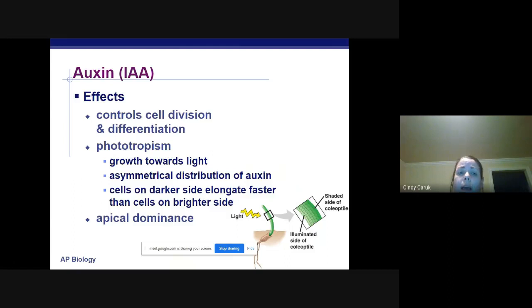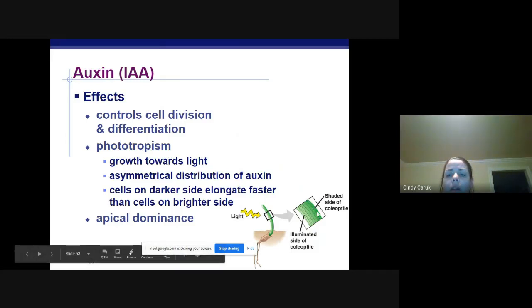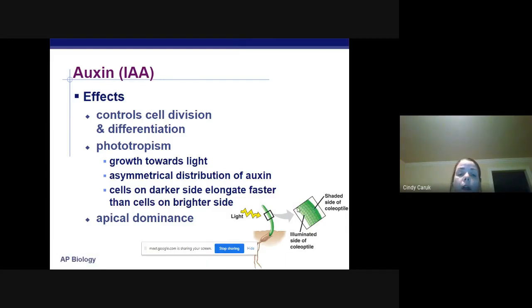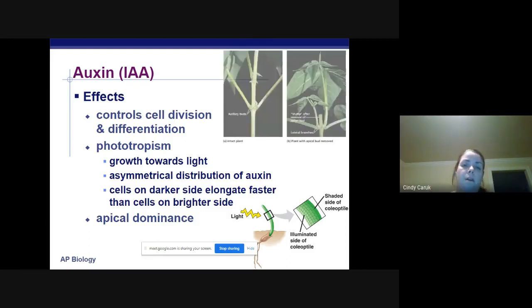Auxin, sometimes they'll write as IAA. This controls cell division and differentiation and phototropism. Now, this was studied by Darwin, and what they saw was the auxin builds up here at the shady side of the coleoptile, that early stem, and these cells are going to elongate, and that causes it to grow toward the light. It also does apical dominance. So it's made in the terminal bud, and it prevents the lateral buds, as we talked about before, from growing out, right? So the plant's going to grow first toward the sun. Right?